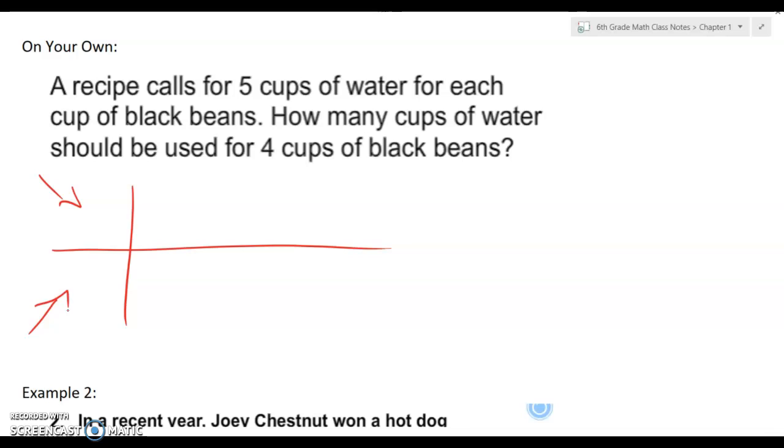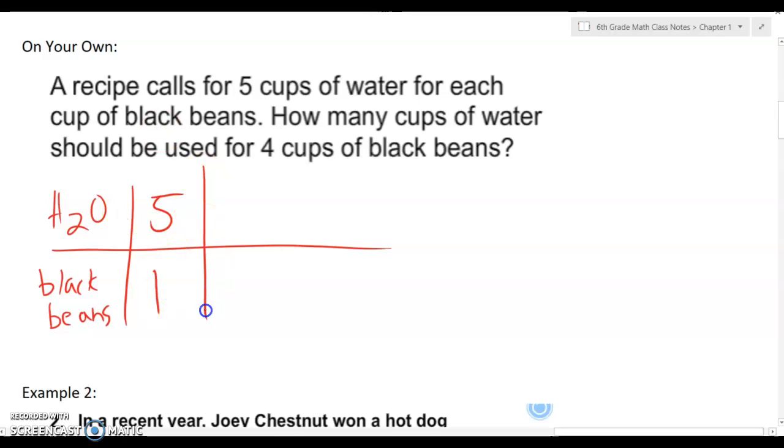Okay, so what you should have written is water and black beans. Now, it does not matter the order. You could write black beans on top. You could have written on the bottom like I did. Doesn't matter. What's important is that you're putting the right numbers with each unit. So 5 cups of water and for each cup of black beans. So for 1 cup of black beans, all right?